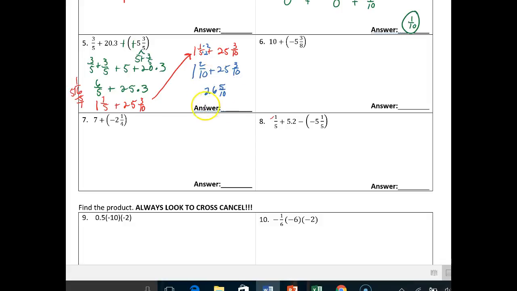And hopefully you can either write that as 26.5, or you can say 5/10, divide them both by 5, and that's equal to 1/2, right? So 26 1/2 should be your answer. That's a tricky one.